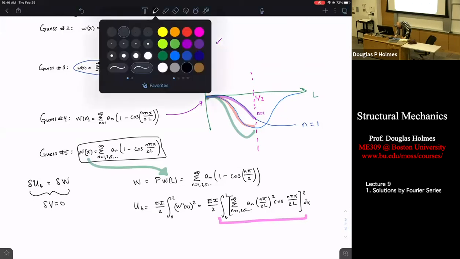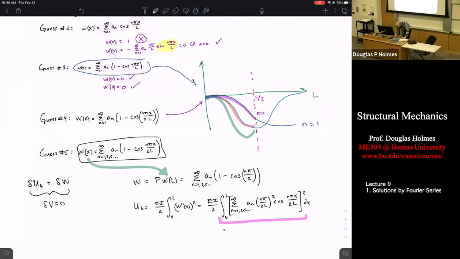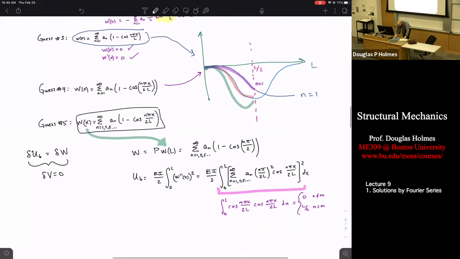No, I don't need you to know how to do this by hand. But yes, I would like you to be able to identify that, hey, I'm squaring this trig function and I'm integrating over it. I think that gets simplified somehow. And so we're almost done.